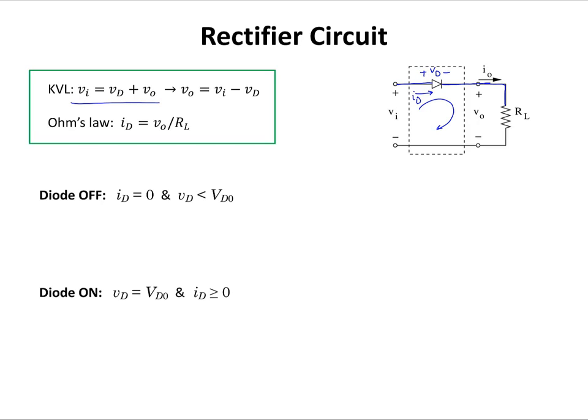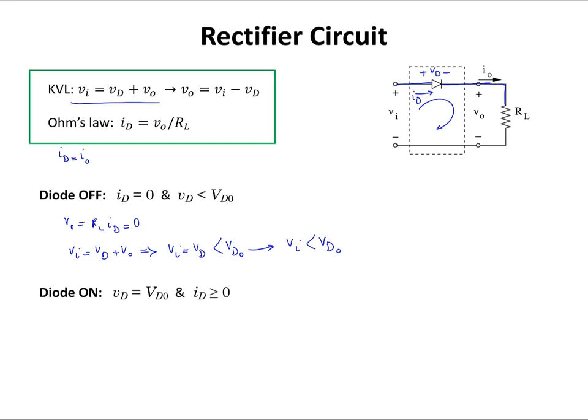Also, using Ohm's law, I know that Vout equals Iout multiplied by RL, and I know that Id is the same as Iout. When the diode is off, using the piecewise linear model, I know that Id is equal to 0 and Vd is less than Vd naught. As a result, Vout is going to be equal to RL multiplied by Id, which is going to give me 0. So output voltage is 0. In addition, Vi equals Vd plus Vout. Vout is 0. As a result, Vi equals Vd. And I know that Vd is less than Vd naught. From there, I know that Vi must be less than Vd naught for this condition to be valid. So when Vi is less than Vd naught, Vout is going to be equal to 0.